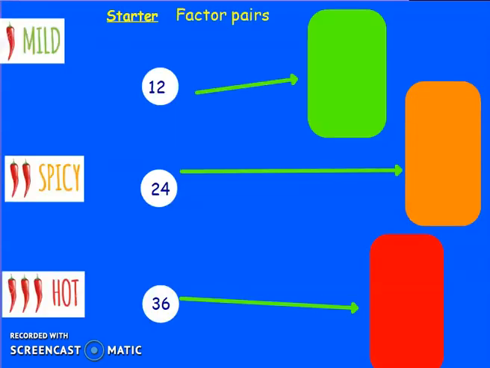On the screen you'll see 3 Chilli challenges, and I'd like you to work out the factors for these numbers. The number 12, the number 24 and the number 36. Which 2 numbers can you times together to make this answer? Could you ever go at all 3? Pause the clip, give yourself 5 minutes, write as many down as you can and press play to go through the answers. Good luck!